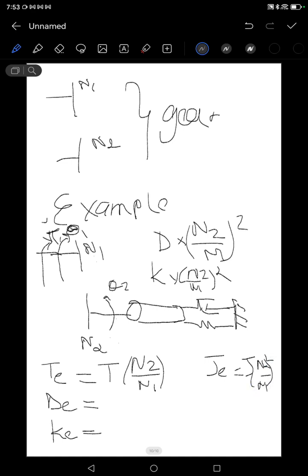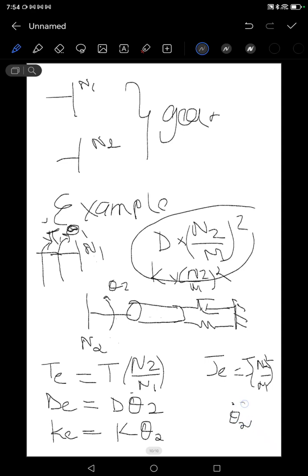If these dampers and spring were close to the gears, we were going to write them like this. But since they are not, it's going to be just a damper, which is moving with theta 2. And then K is also going to be moving with theta 2. And even this damper, the moment of inertia, is moving with theta 2. So it's going to be a theta 2 dot here on the damper.